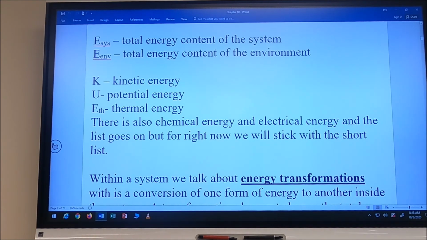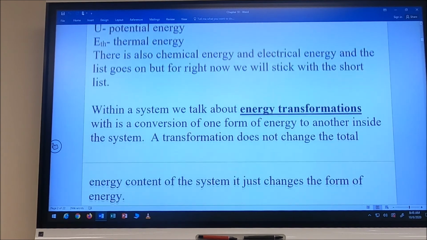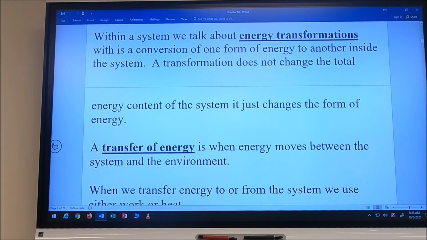As we're looking at energy, we're going to talk about transformations and transfers. Within a system, we're going to talk about transformations. It's the change from one form of energy to another inside the system. So nothing's leaving the system, nothing's entering the system, so the total energy content of the system doesn't change. And we're going to talk about transfers of energy. That's when energy moves between the system and the environment.